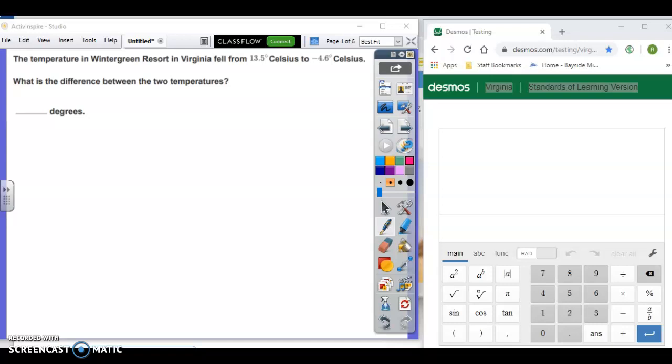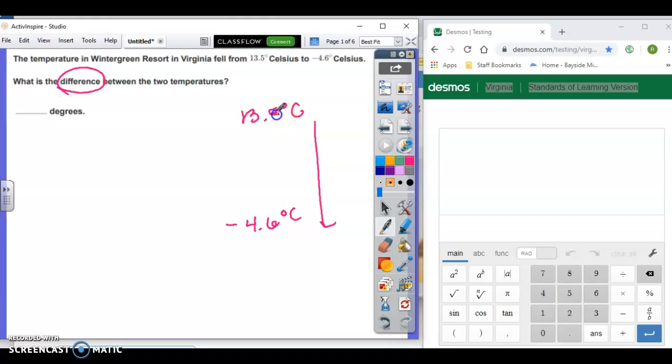All right, this is question number 1 on your practical problems remediation. The temperature in Wintergreen Resort in Virginia fell from 13.5 degrees Celsius to negative 4.6 degrees Celsius. What is the difference between the two temperatures?